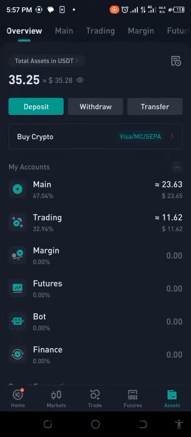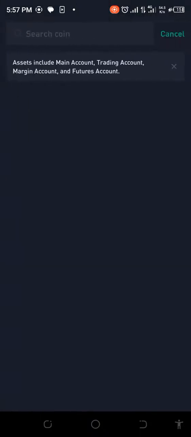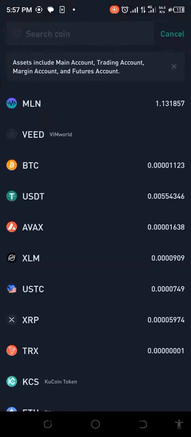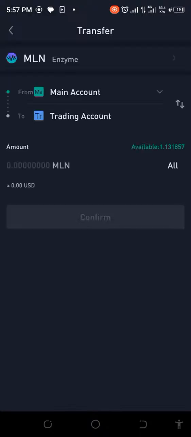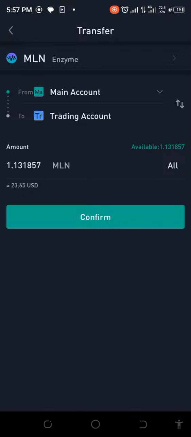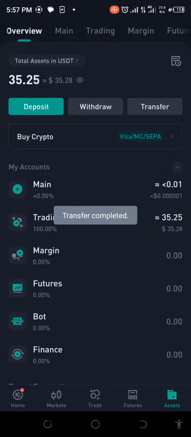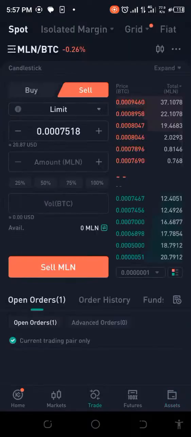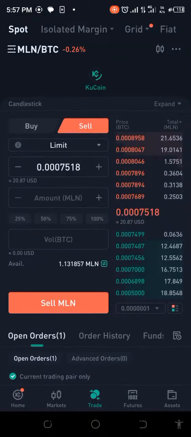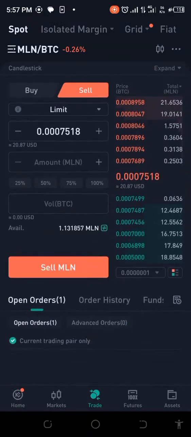Okay, so now what we need to do is transfer this. We're going to have to transfer this, right? So what do we have here? We have 1.13, so we're just going to put that in. Oh, I love that sound. So we're going to go over to trade now. Okay, so when we do this, we're going to see everything here. Oh, wow.